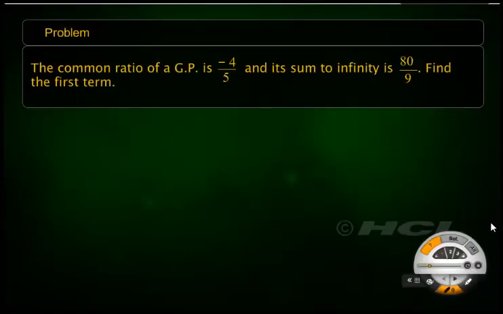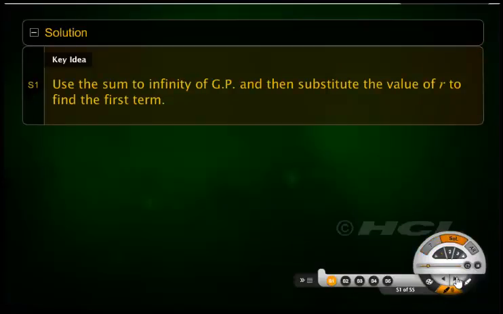The common ratio of a GP is -4 by 5 and its sum to infinity is 80 by 9. Find the first term. The key to solve the problem is to use the sum to infinity of the geometric progression and then substitute the value of R to find the first term.